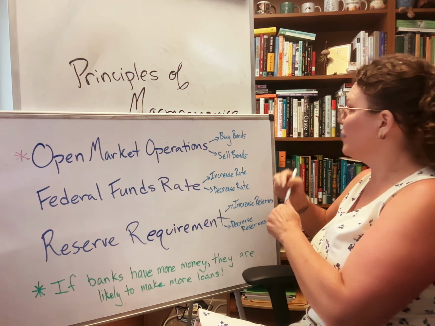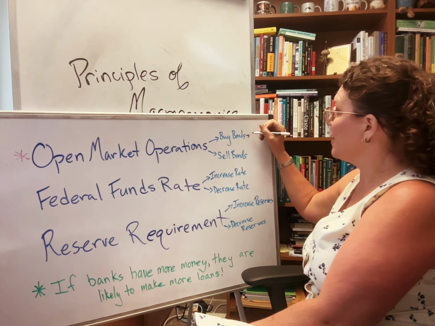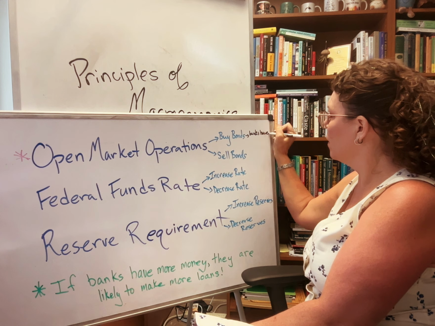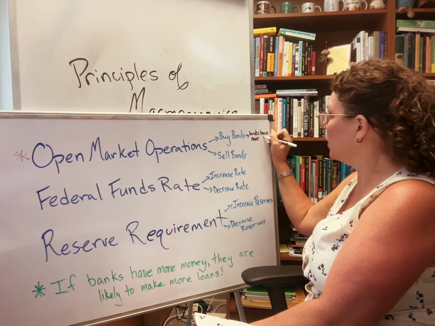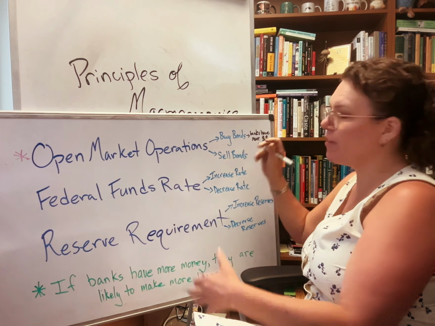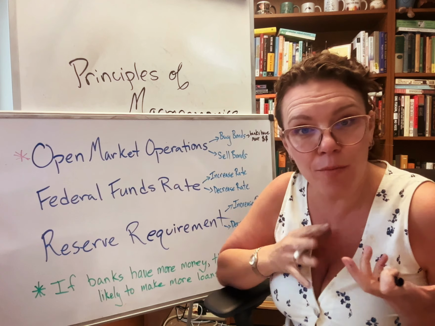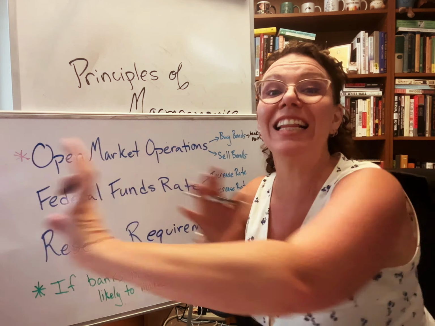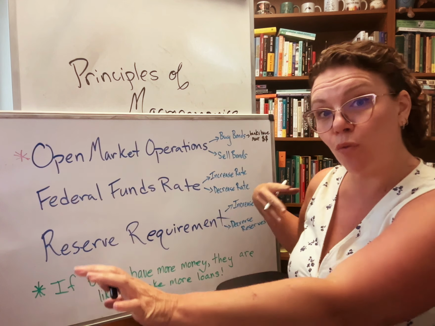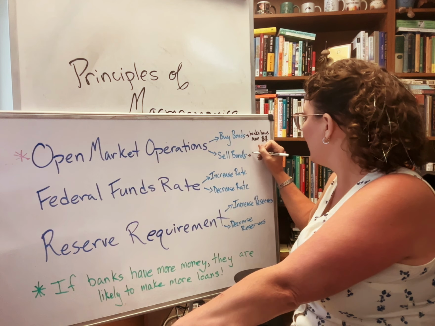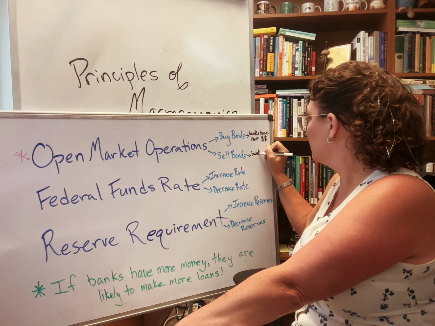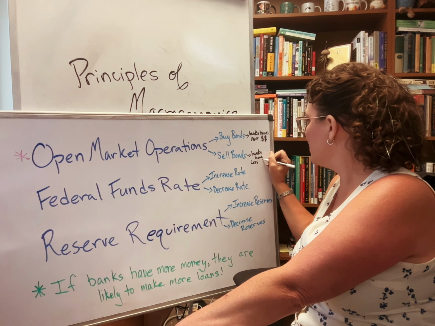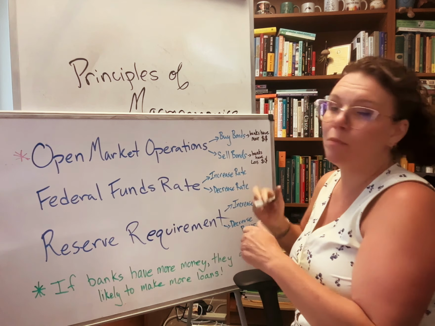When the Federal Reserve is buying bonds, that means banks have more money. They'll have more actual cash because the Federal Reserve is taking bonds out of the market and giving cash. On the other hand, when the Federal Reserve is selling bonds, they're going to be taking cash from banks. So banks will have less cash, and they're going to be less able to make loans.